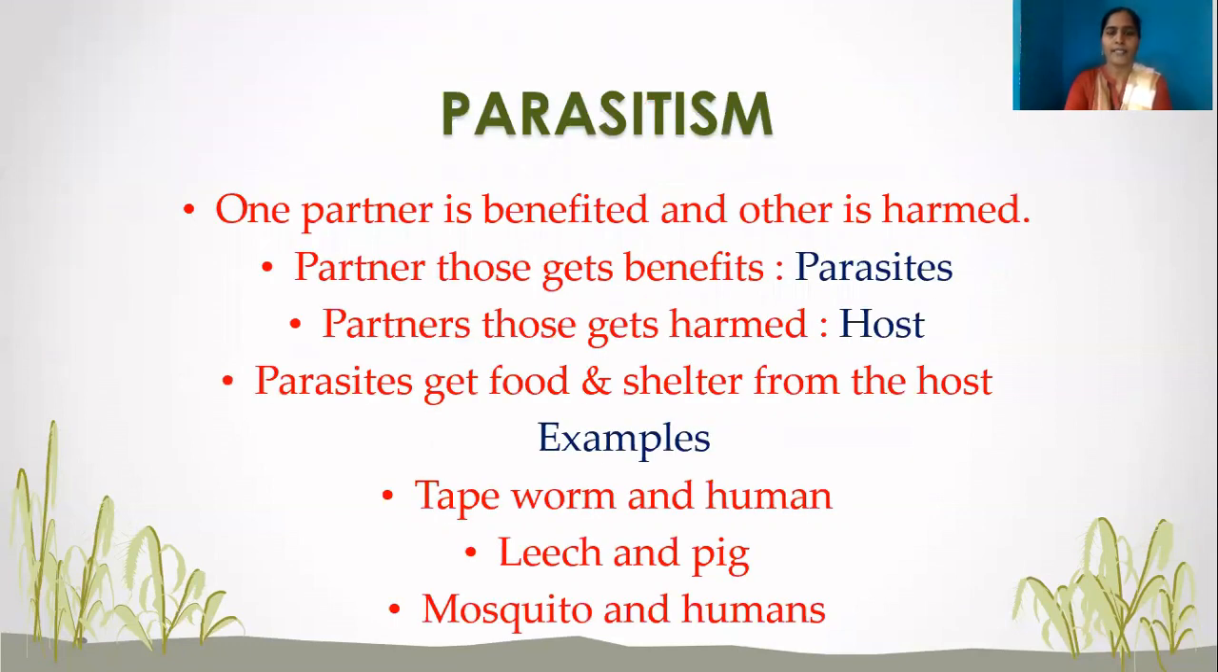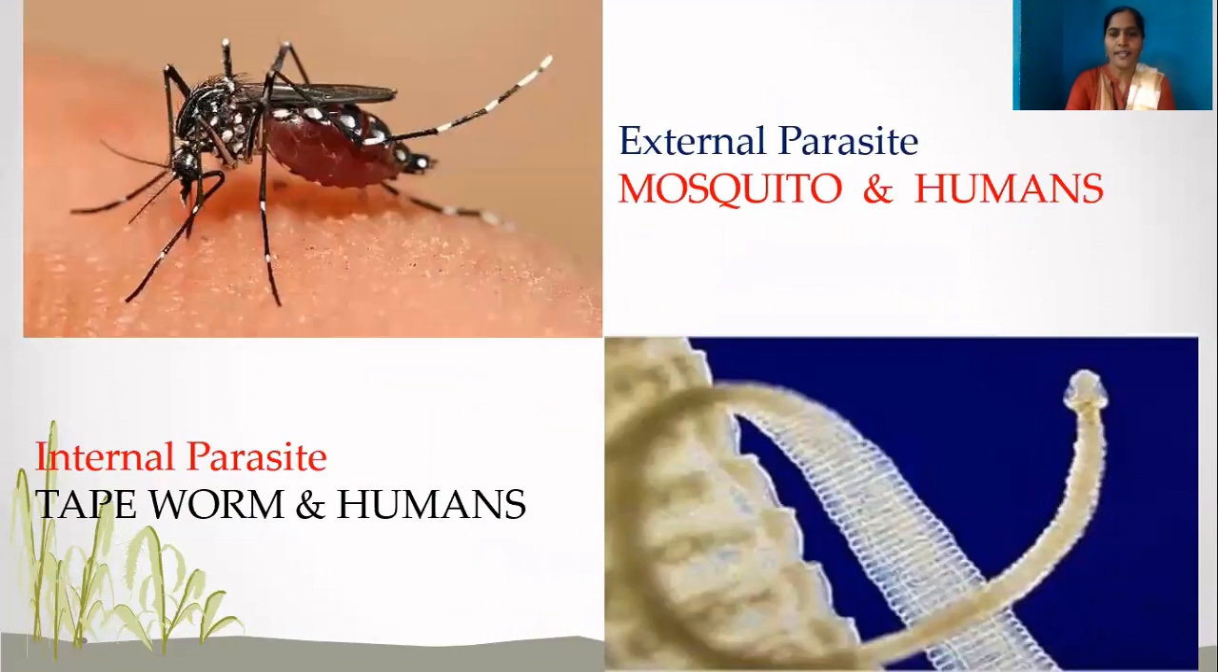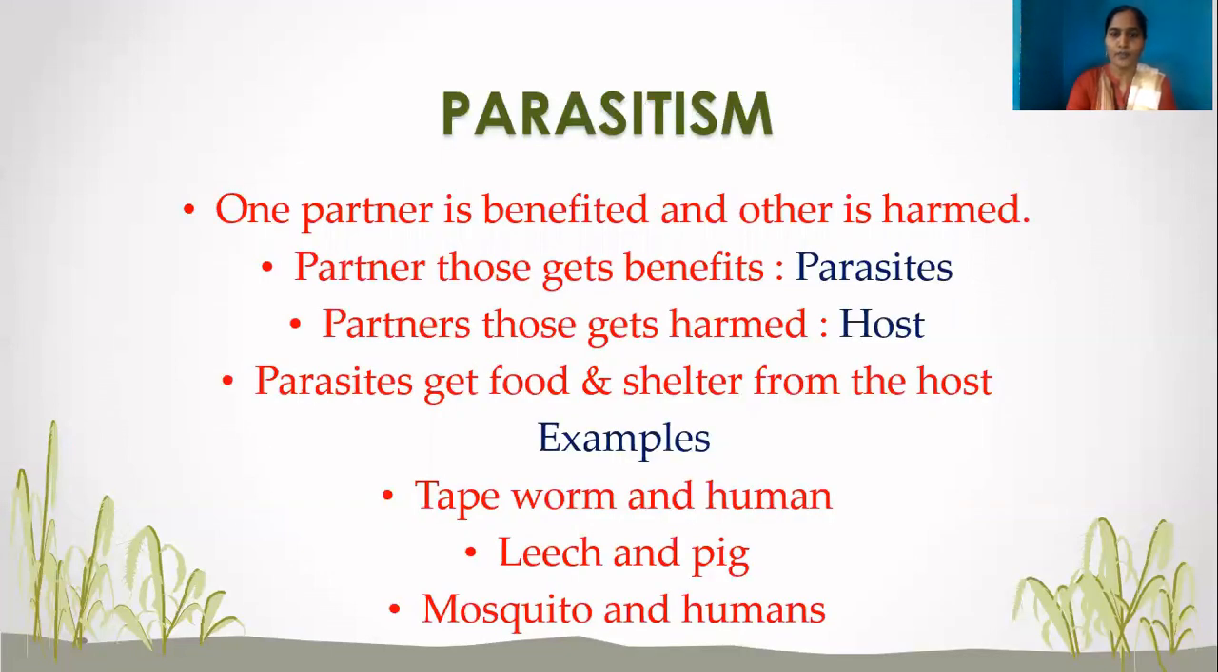Next we have parasitism. One partner is benefited, another is harmed. The partner that gets the benefit is called the parasite. In other words, the parasite gets the benefit from the host. The host is the one which gets affected, partially or completely, and destroyed. The parasites get food and shelter from the host. Examples: tapeworm and human, leech and pig, mosquito and human.